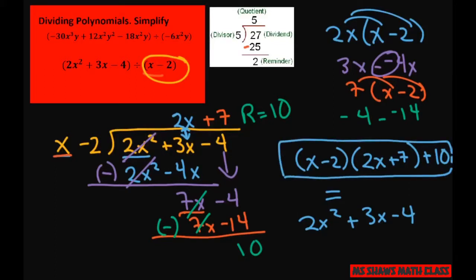And just like with this one here, you could say 5 times 5 plus your remainder equals your dividend of 27. We're just doing the same thing.